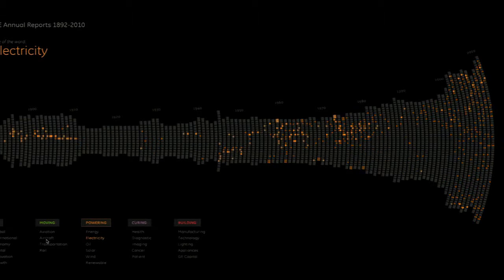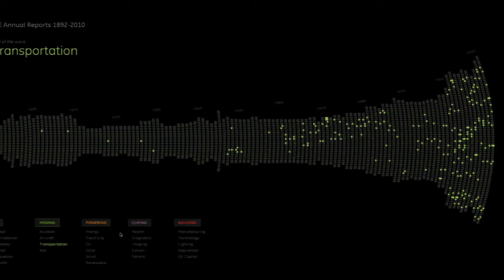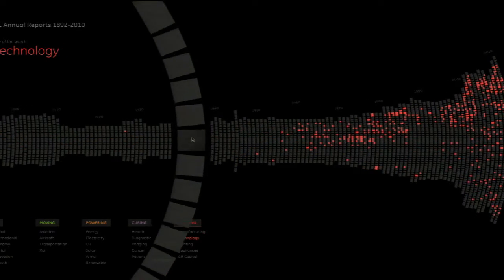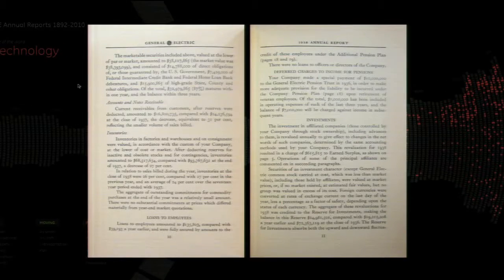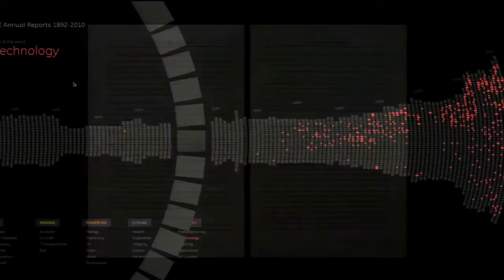But this version simply highlights particular words, so we can check out individual words, or do an actual selection and look at a particular page.